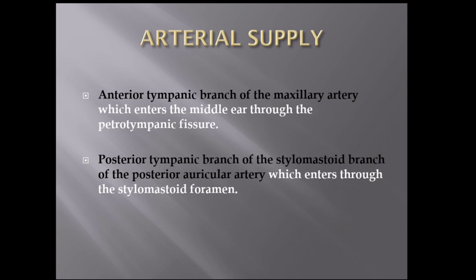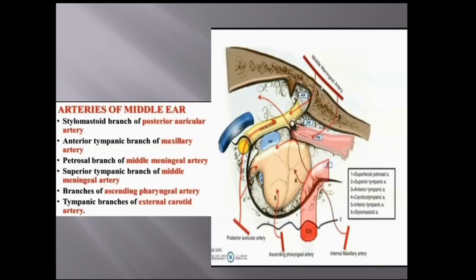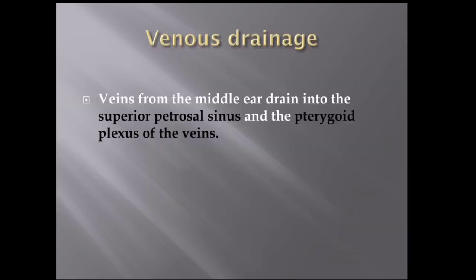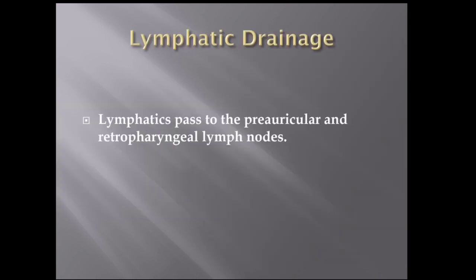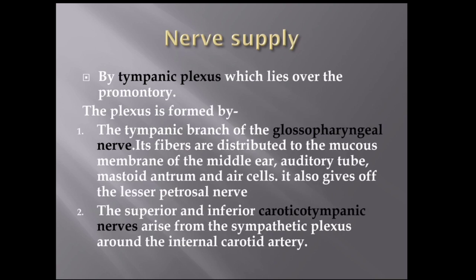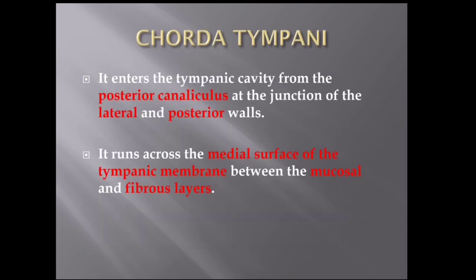Arterial supply of the middle ear is by the anterior tympanic branch of the maxillary artery and the posterior tympanic branch of the stylomastoid branch of the posterior auricular artery. Venous drainage is to the superior petrosal sinus and pterygoid plexus of veins. Lymphatic drainage: lymphatics pass to the preauricular and retroauricular lymph nodes. Nerve supply is by the tympanic plexus, which lies over the promontory. The plexus is formed by the tympanic branch of the glossopharyngeal nerve and the superior and inferior caroticotympanic nerves.